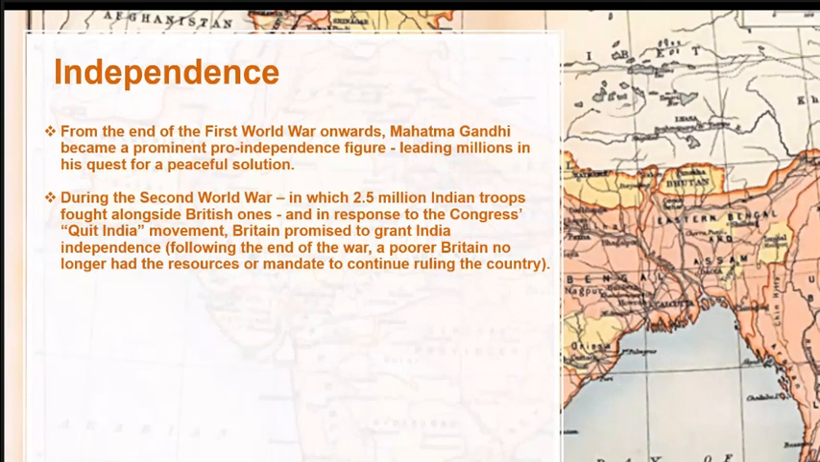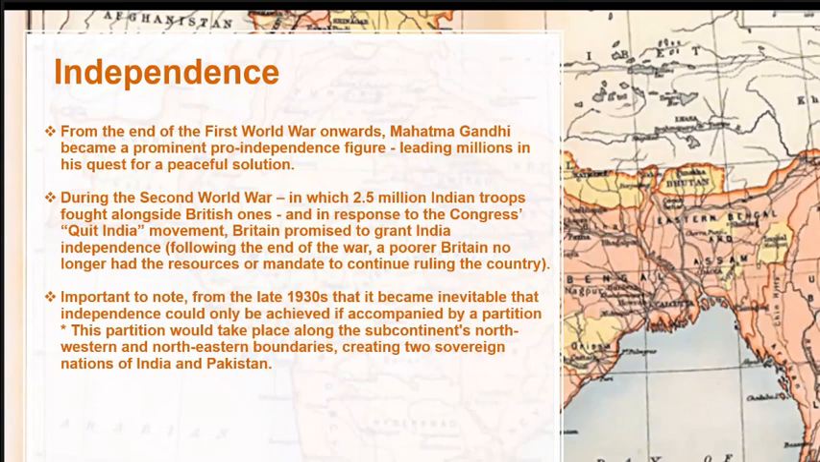Following the end of the war, Britain could no longer rule that country because they'd taken all these soldiers there, and it cost a lot of money. It came down to that. I've just put, important to note, from the late 1930s, it was also becoming inevitable that independence was needed, wanted, but it could only be achieved if it was accompanied by a partition.